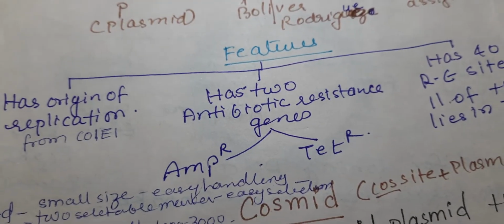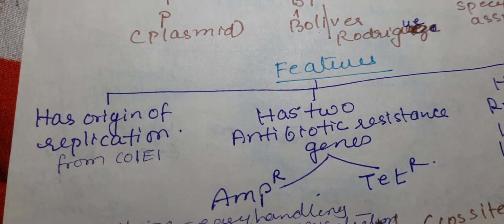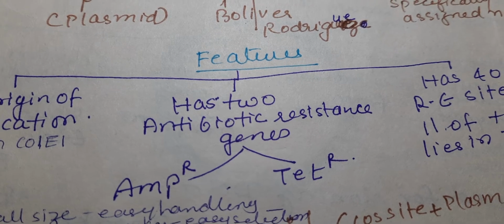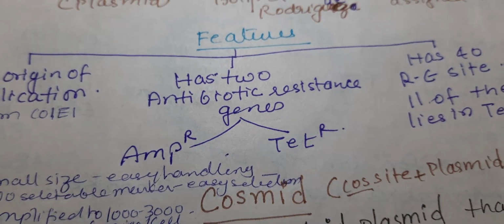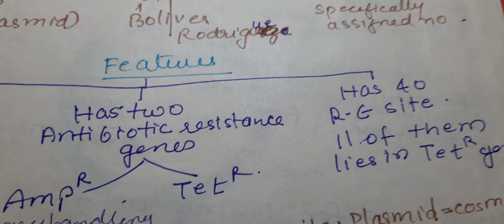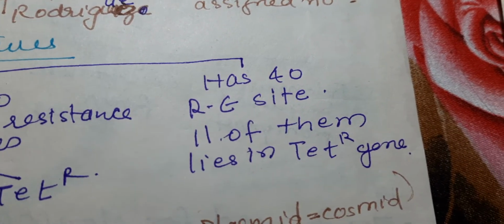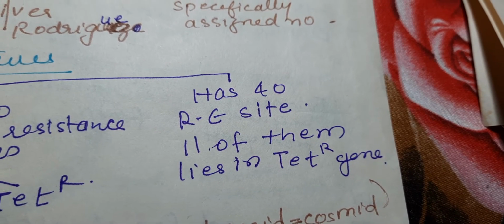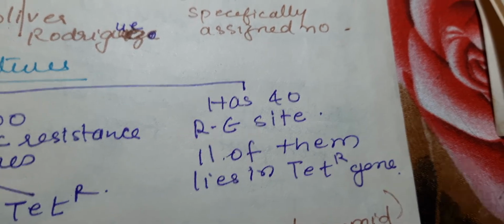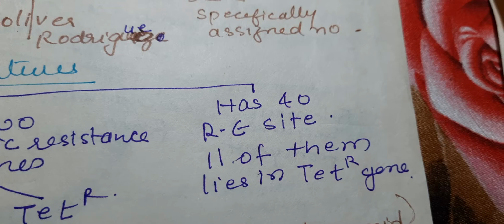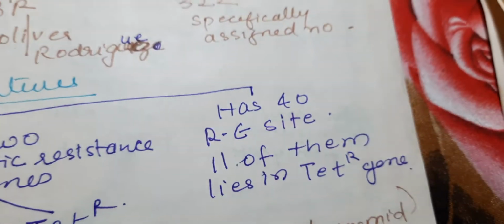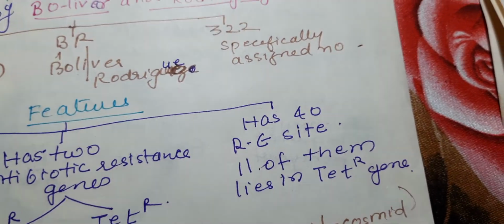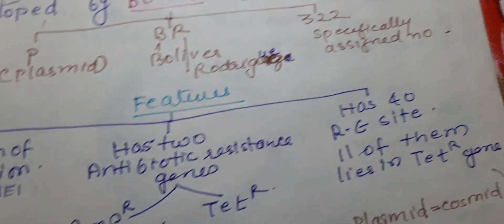Now if you look at the features, it has an origin of replication which is from a ColE1 plasmid. Then it has two selectable markers, ampicillin resistance and tetracycline resistance. Then it has 40 restriction endonuclease sites. 11 of them lie in the tetracycline gene, and I think around 6 are present in the ampicillin resistance gene. So we will see how these restriction endonuclease sites are useful when they are specifically present within the antibiotic resistance region.